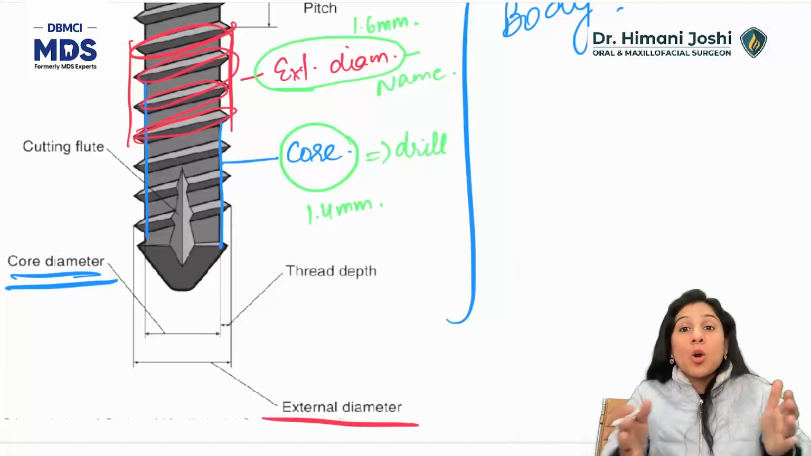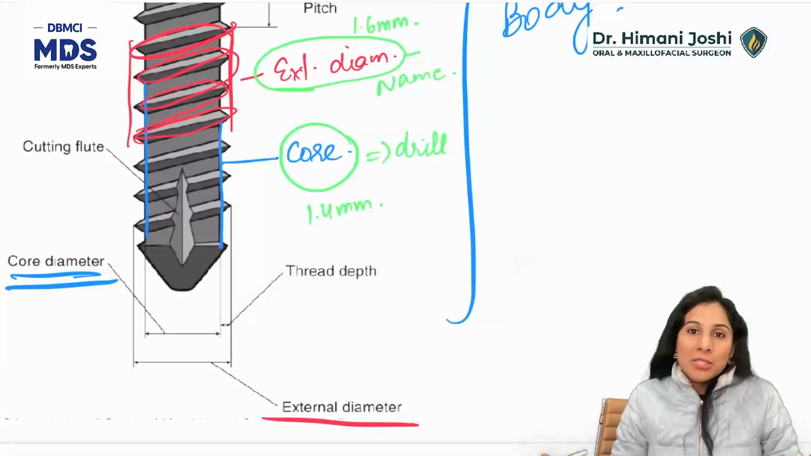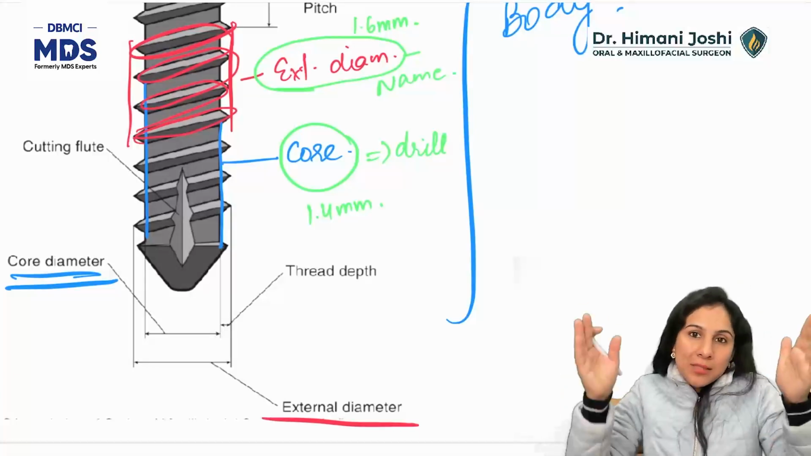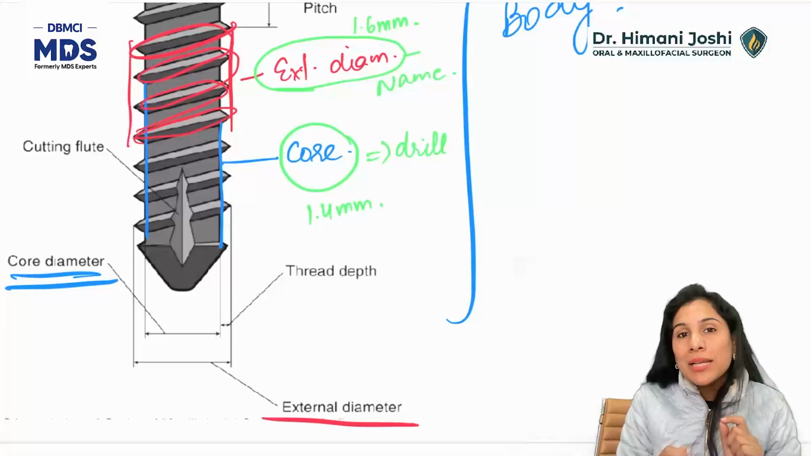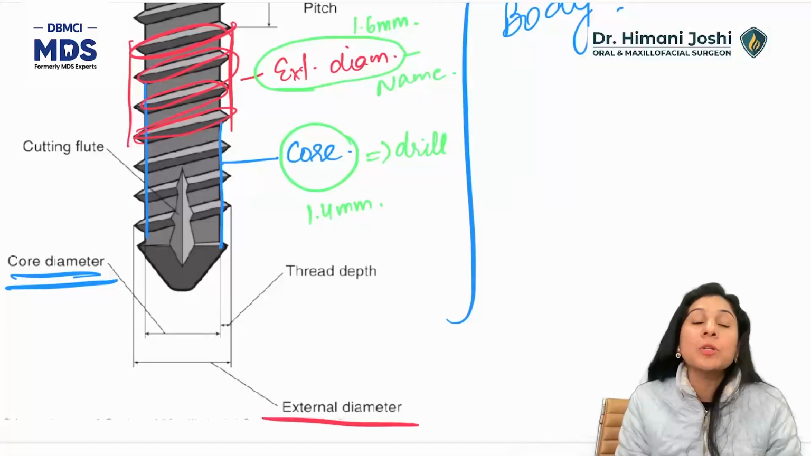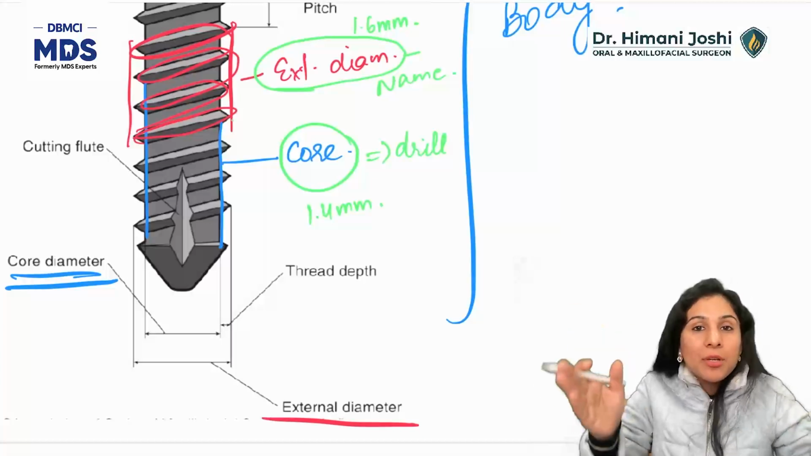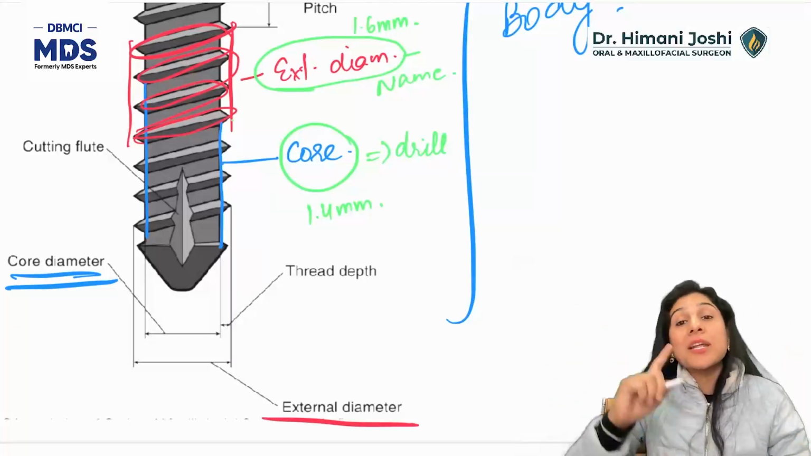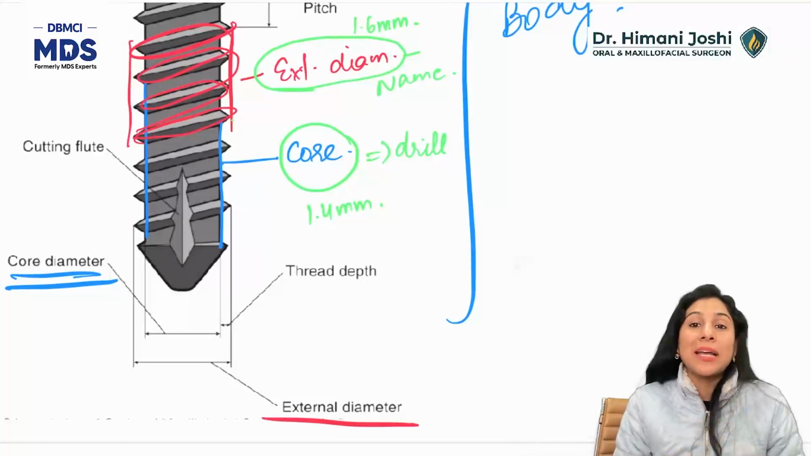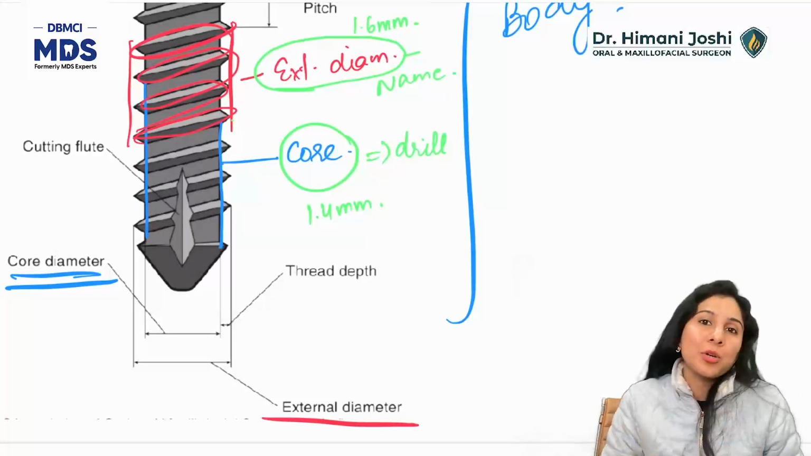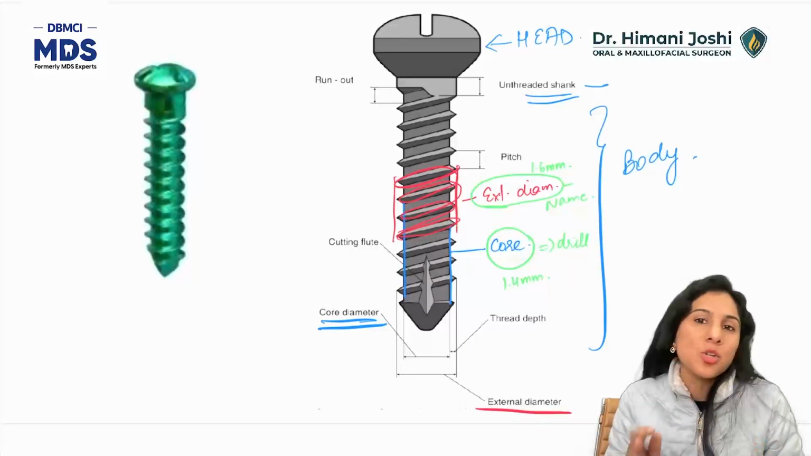If I drill a hole which is 1.6, then obviously my screw will be loose. My screw's external diameter should be more, and my drill size should be less. Only then will the threads engage the bone and the screw be secure. So the external diameter, made up of threads, determines the name of the screw, and the core diameter determines the drill size when you drill a hole to fix that screw. These are the basic parts of a screw.